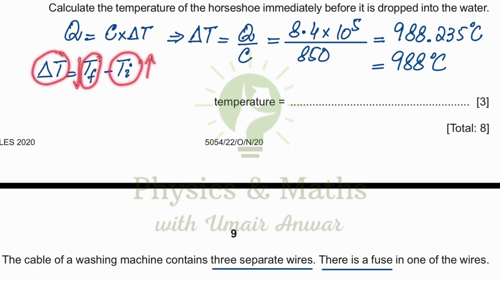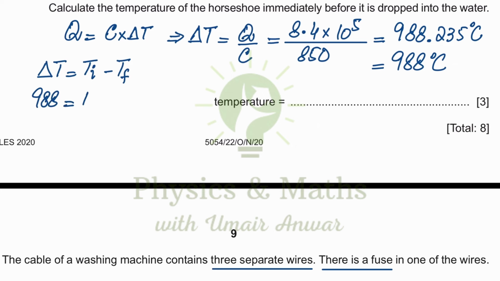So this change in temperature should be taken as negative, or we could just do that. We could take the initial temperature first and then subtract the lesser final temperature from it. So change in temperature, if taken as positive, would be 988. The initial temperature we have to find, the final temperature was 43. So initial temperature would be 988 plus 43. So it becomes 1031 degrees centigrade.